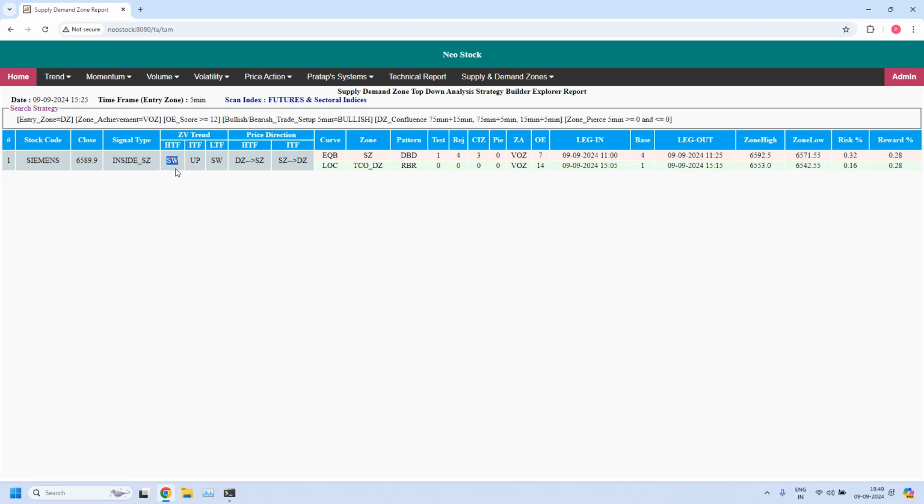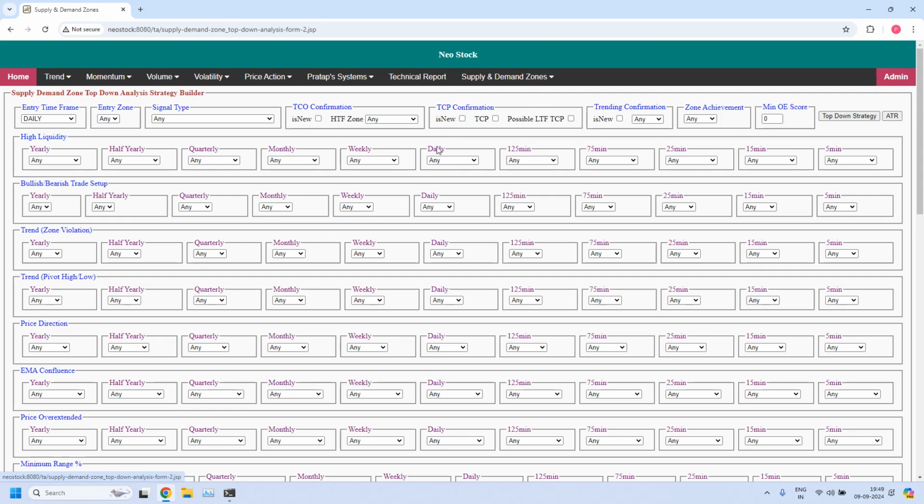Anyway, the trend is sideways. No need to check EMA confluence. So it is a bullish trade setup, high probability trade setup having LTF, ITF and HTF confluence. And the next one is bearish trade setup for hourly income trade.